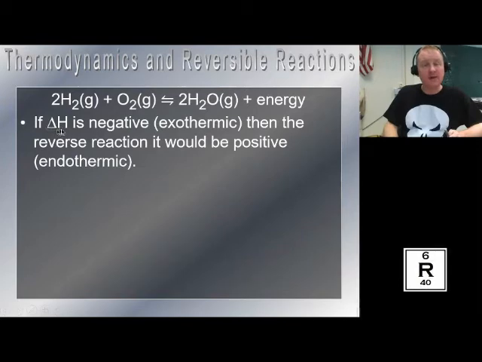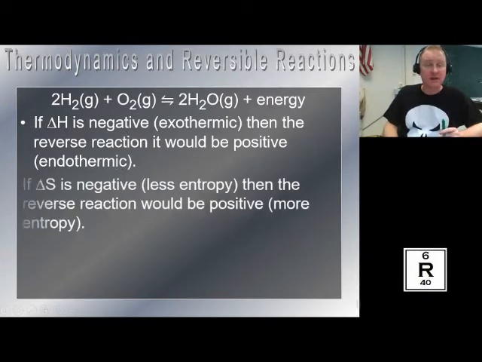So if the change in enthalpy is negative, or exothermic, then the reverse reaction would be positive. So since this is exothermic, the reverse reaction is endothermic, because the reverse reaction is energy and water makes these two, so this energy is required. So if we reverse the reaction, it changes the sign of enthalpy.